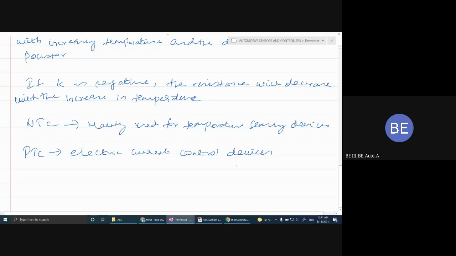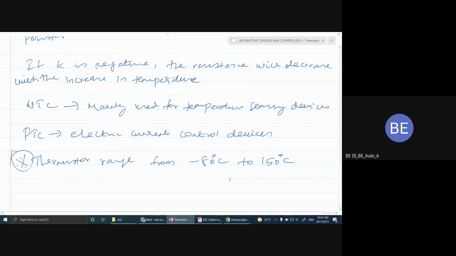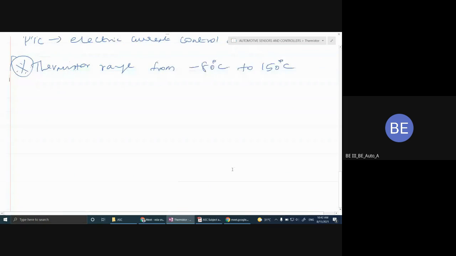So the thermistor range will be from -80 degrees Celsius to 150 degrees Celsius. It can measure temperature in that range. Very important, you can expect an MCQ. The thermistor can measure the temperature range from dash to dash. The answer is -80 to 150 degrees Celsius. Okay, is it clear? Yes, sir.